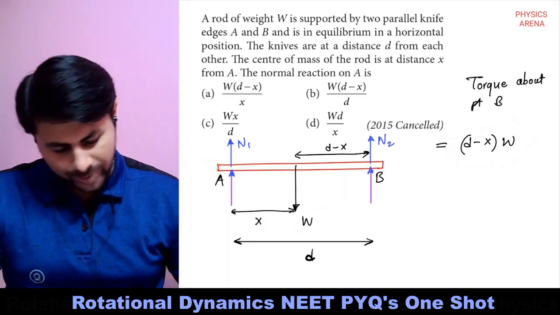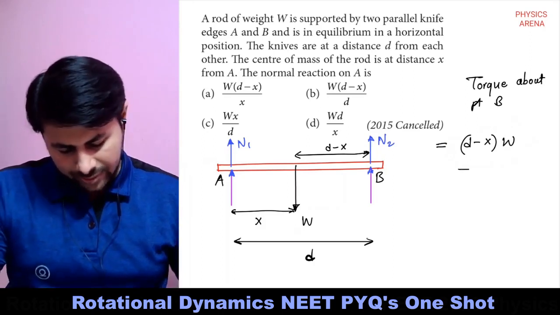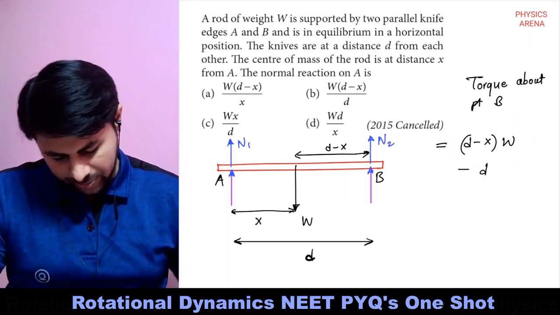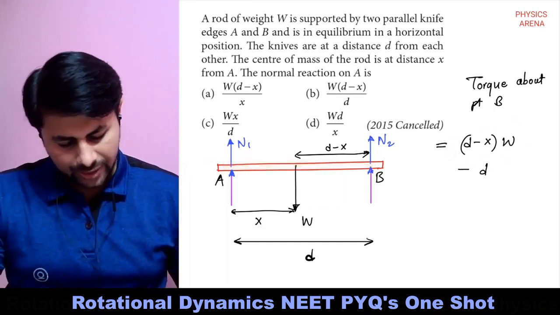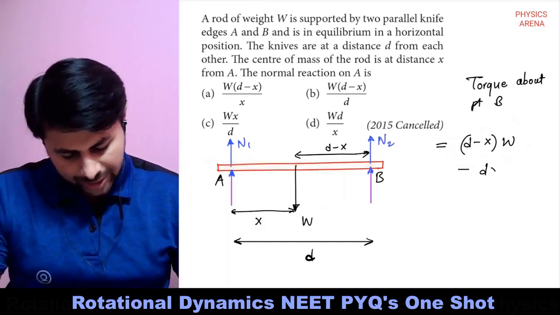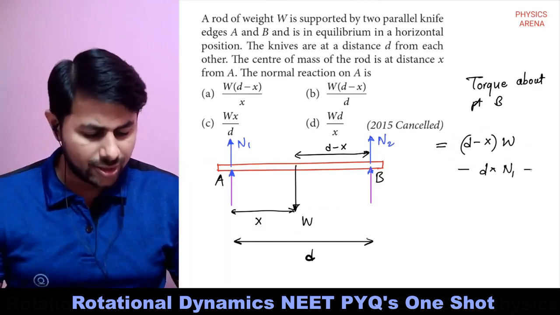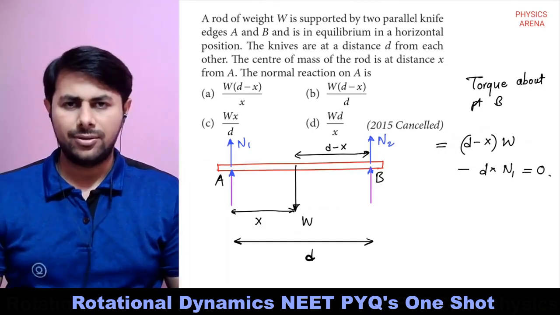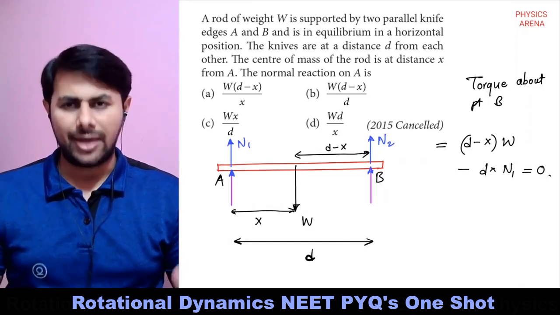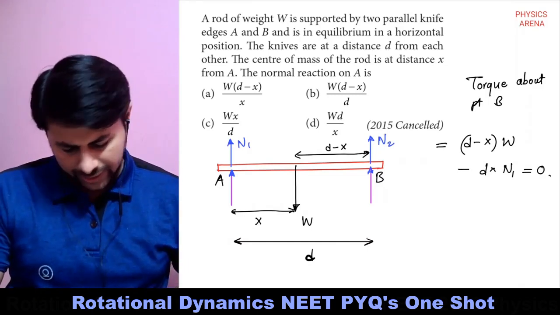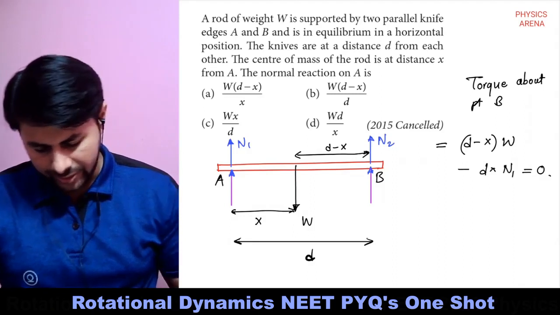Okay, the clockwise would be negative. So minus, how much is the distance of this force from point B? It is D. D multiplied by this force N1, right? And this torque must be equal to 0 if the body is balanced. So now we can take this D times N1 on the other side.